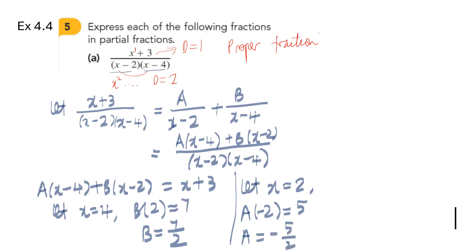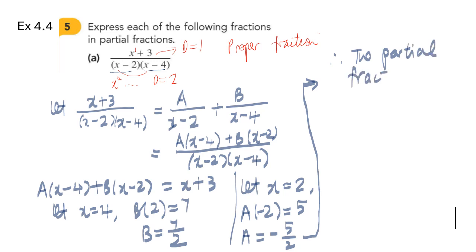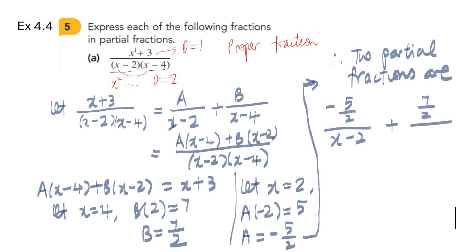All right. Okay, so now we're going to put everything back into partial fractions. So therefore, the partial fractions are, sorry, a will be negative 5 over 2, then divided by x minus 2, and b will be 7 over 2, then divided by x minus 4.